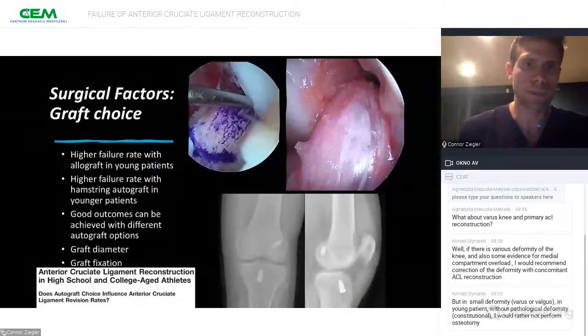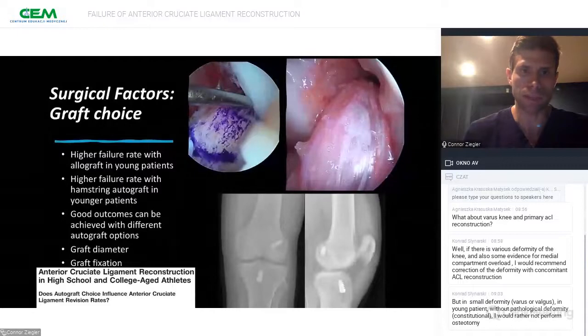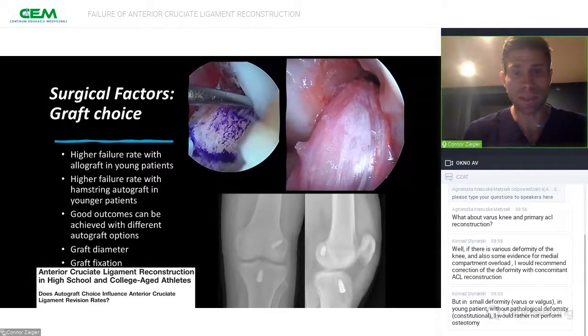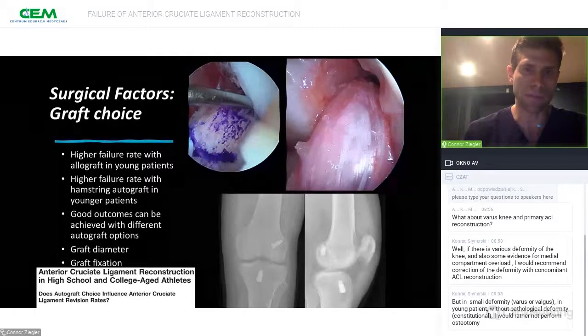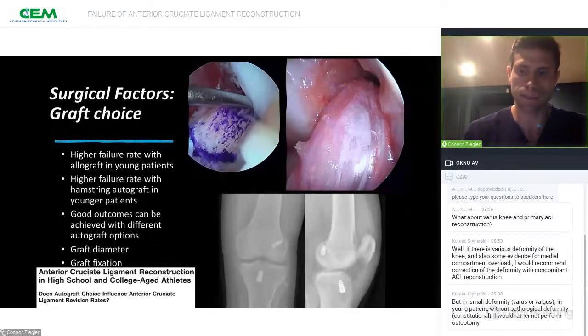And what about graft choice? Well, we know that there's a higher failure rate reported with allograft in younger patients. There are some studies that show equivalency, but there are also studies that show higher failure rate with hamstring in younger patients as well compared to BTB. Obviously, open physes influence what we use for graft choice, and good outcomes can be achieved with different autograft options. Graft diameter is a factor, particularly grafts less than 8 millimeters. And certainly graft fixation. However, we have many fixation options these days.